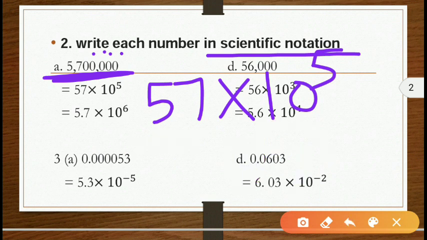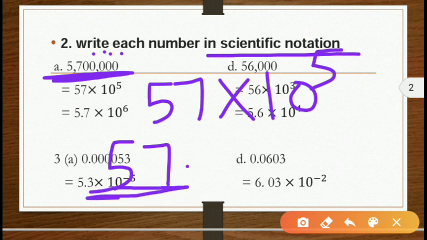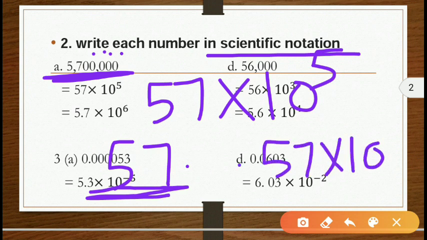You want to shift this decimal from here to before 5, so how many digits have you crossed? You have crossed 2 digits, so the power will be: 0.57 into 10 to the power, you add 2 and you get 7.